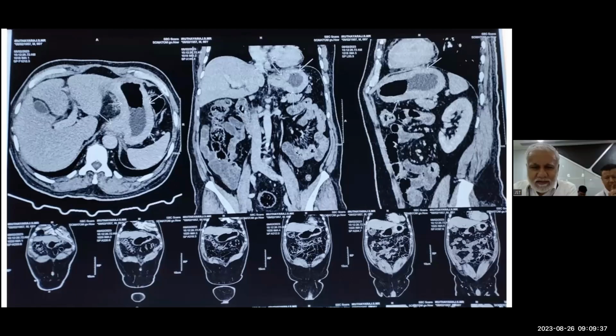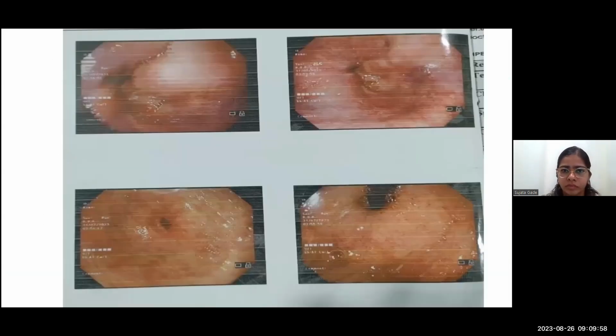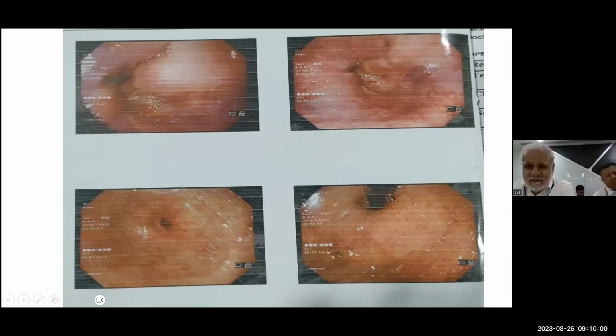And as we discussed last time, the Siewert classification is based on the epicenter. Now look at all the films that we have. The epicenter of them seems to be in the stomach, not in the esophagus. Can you show the endoscopic images if you have? Yes, sir. These 4 images are only there, sir. This is a poor quality endoscopic image.